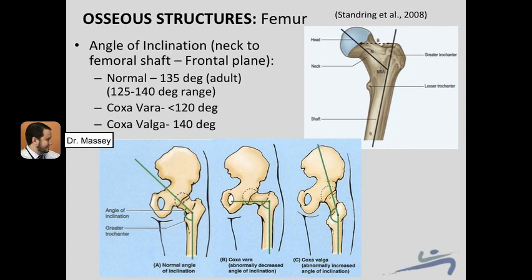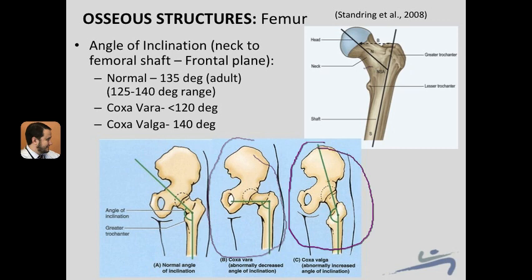And our angle of inclination, this is the angle of the femoral neck relative to the femoral shaft. So in an adult, typically this is going to be about 135 degrees on average, though anything ranging from 125 to 140 is considered normal. Anything less than 120 degrees is going to be considered coxa vara and anything greater than 140 degrees is going to be considered coxa valga.